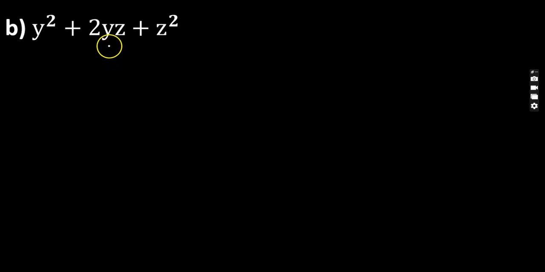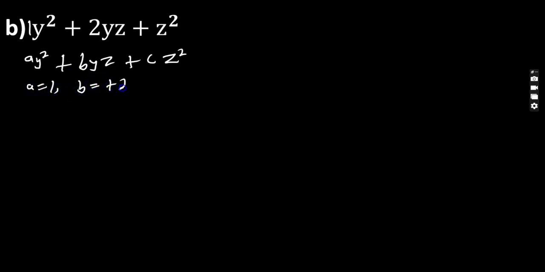The two variables here are y and z. So the form here is like this: ay squared plus byz plus cz squared. Don't forget that besides the two variables y and z, we also have their squared variables at the beginning and at the end. Our coefficient of y squared here is 1, so our a is 1, our b is plus 2, then our c is an invisible one here, so our c is plus 1.